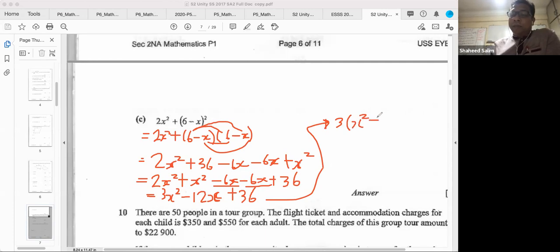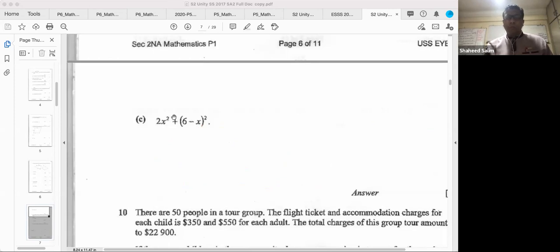You get x squared minus 4x plus 12. But don't worry about this. You can reach this part already. You will get the answer. Okay. Let's move on. Let's see.